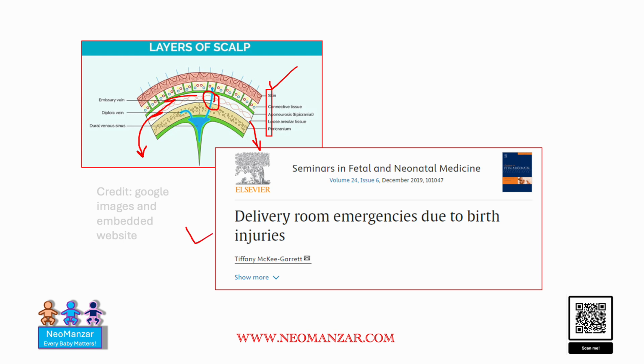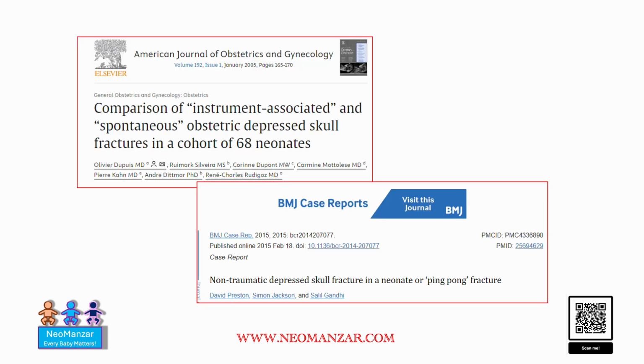If you guys have time, just read this article. It is a very nice article which describes the delivery room emergencies from intracranial bleed, extracranial bleed, fractures, and other stuff. These two references are again very important, and they talk about different fractures in neonates. So if you guys have time, do read about it.